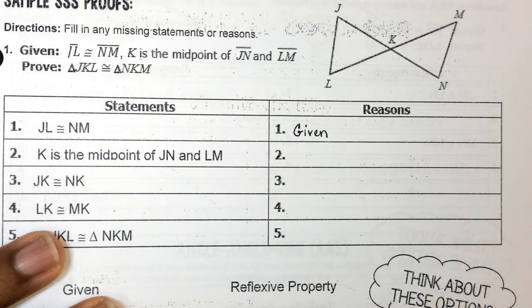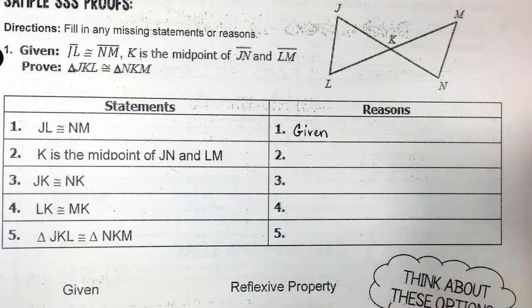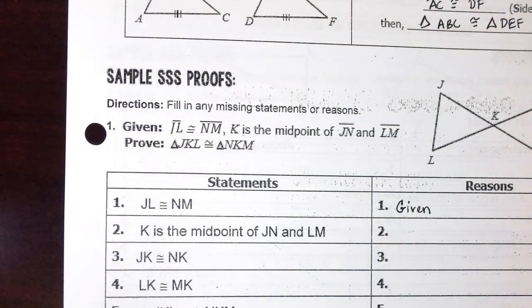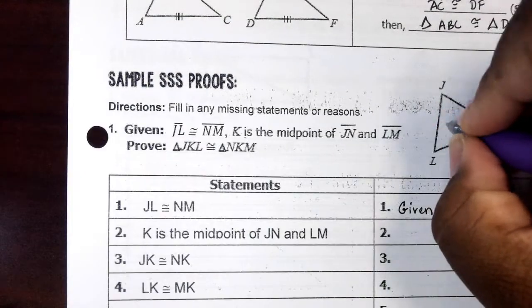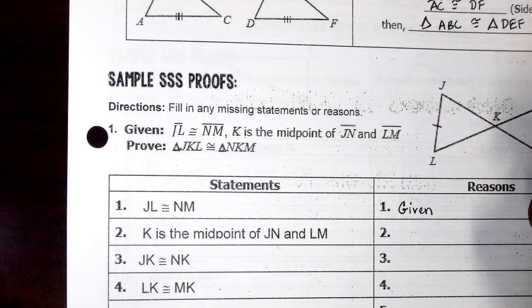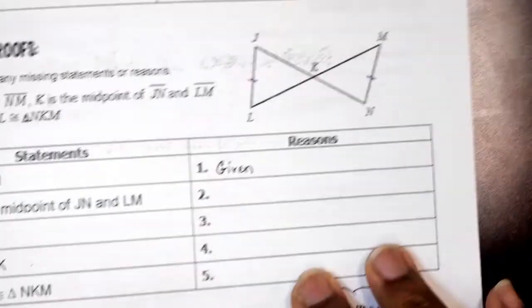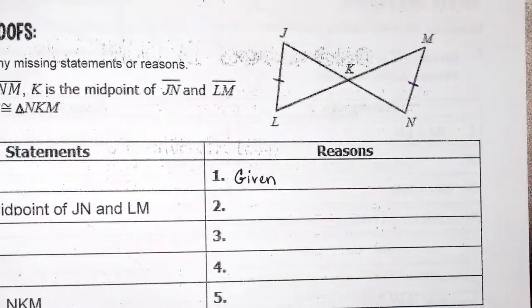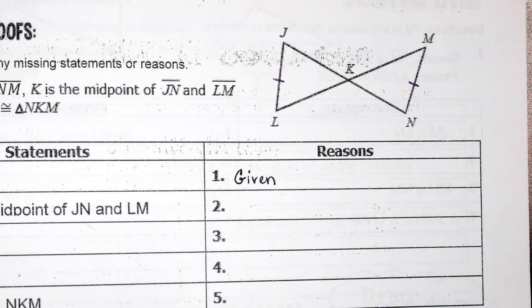After I write that in, I'm actually going to mark that on my figure. It said JL was congruent to NM. I'm going to mark those 2 sides as congruent, this and this. I'm marking that information on my figure.